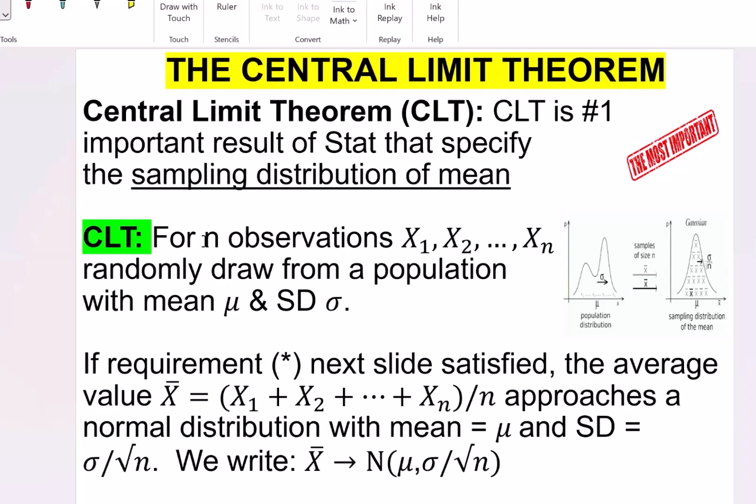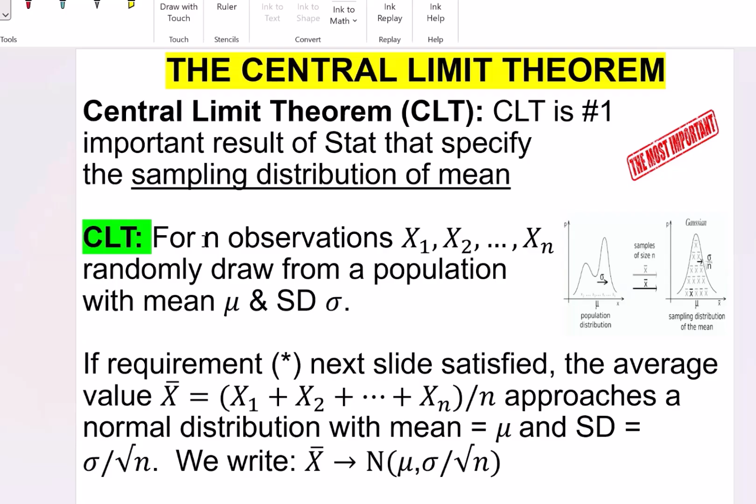Again, for n observations, in this case n is 80, X1, X2 to X80 are randomly drawn from a population with mean mu, in this case 200, and standard deviation sigma, which in our case is 15.